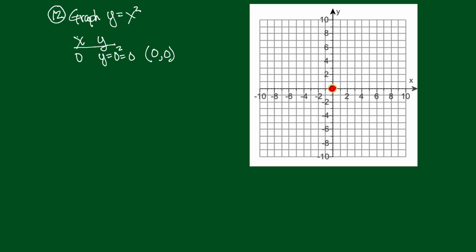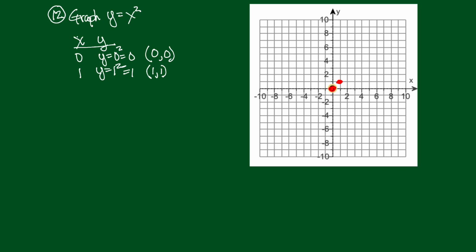Now, choose another point, like maybe 1. So y is equal to 1 squared, right? What I'm doing is I'm letting x equal 1, put 1 in here. 1 squared is 1. So that gives me this point, 1, 1. All right, so plot that point. So I'll start at the origin. I'm going to go to the right one, up 1. All right, and I got to be careful.